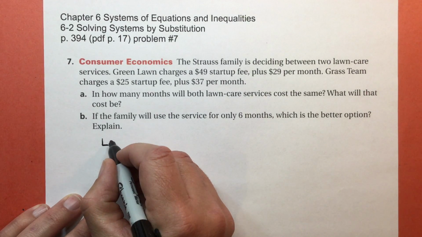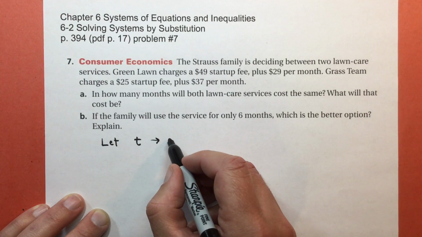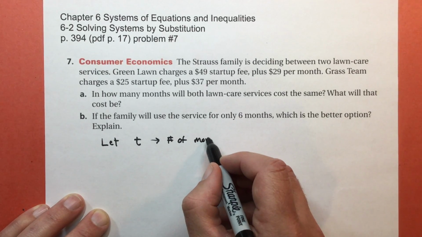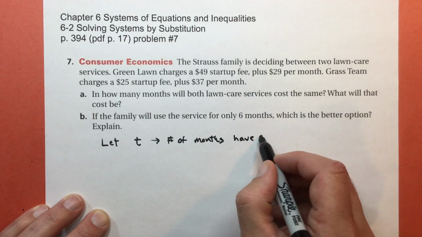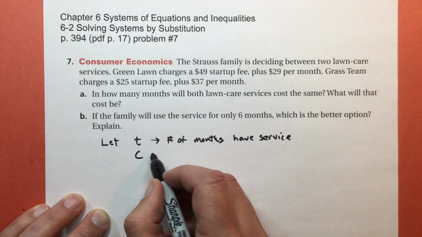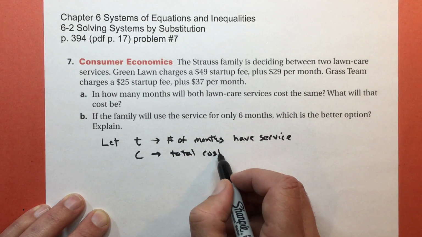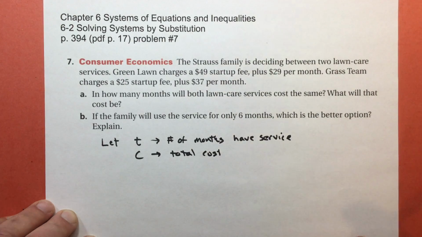So the first thing I'm going to do is let T represent the number of months that the family is going to have the service, the lawn care service. And I'm going to let C represent the total cost. So the total cost depends on how many months you have the service.